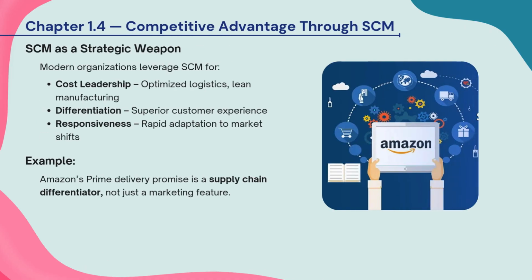This slide explains how supply chain management can be a strategic weapon. Modern organizations use SCM to gain competitive advantage through cost leadership, differentiation, and responsiveness. For example, Amazon's Prime Delivery promise is powered by its supply chain, serving as a differentiator rather than just marketing. Optimized logistics and lean processes reduce costs, while superior responsiveness allows rapid adaptation to market changes. SCM thus directly supports business strategy and competitive positioning.